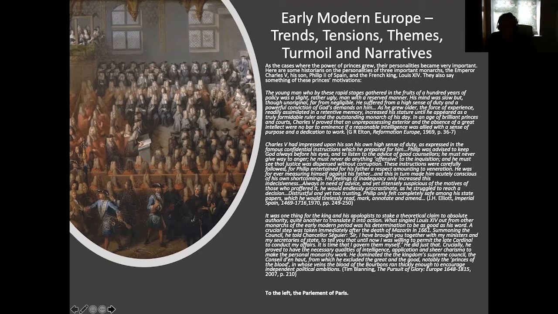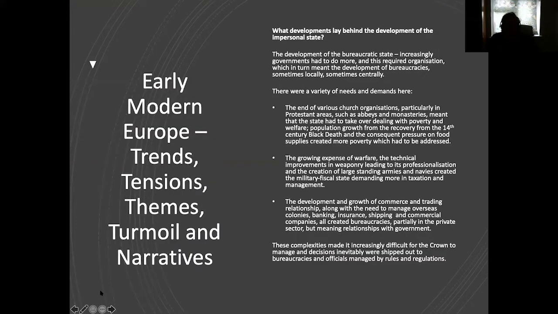And he did just that. Crucially, he proved to have the necessary qualities of intelligence, application, and sheer charisma to make the personal monarchy work. He dominated the kingdom's Supreme Council, from which he excluded the great and the good, notably the princes of the blood, in whose veins the blood of the Bourbons ran thickly enough to encourage independent political ambitions. You can see from all these how they ruled, what they thought they were doing, and how they were trying to suppress the aristocracy, if you like. Okay. Again, go back and have a read of these. Right. Okay. We're nearing the end, you'll be pleased to know.